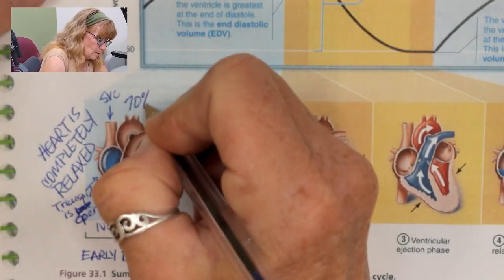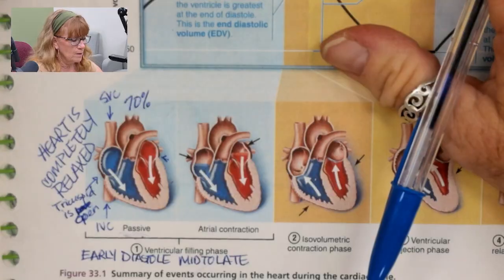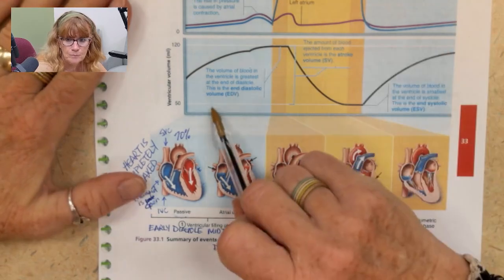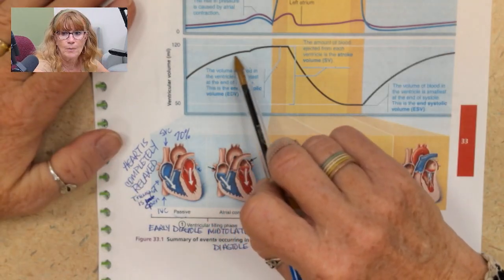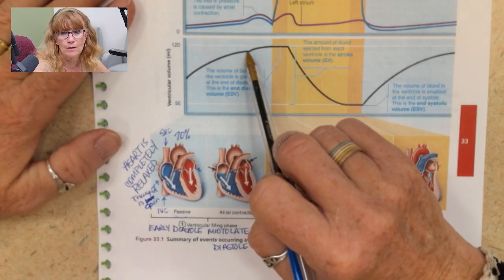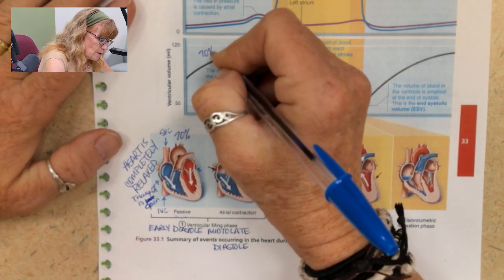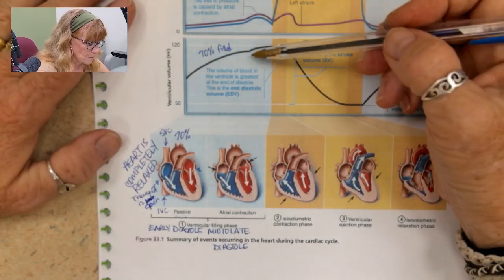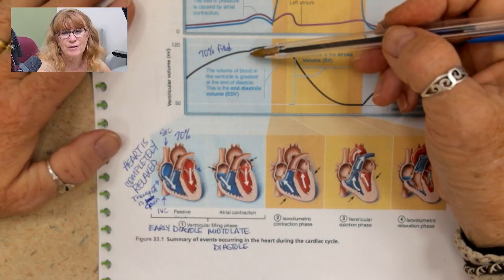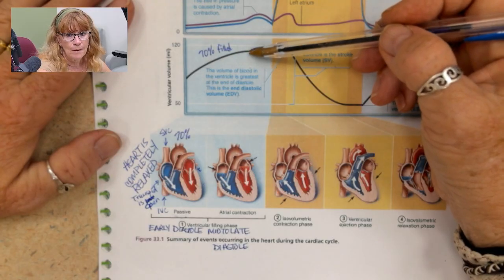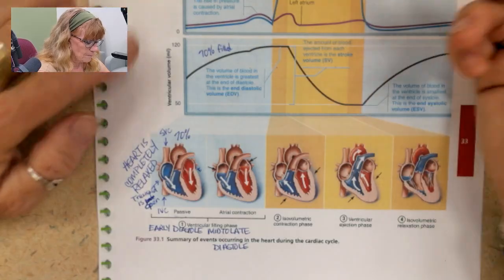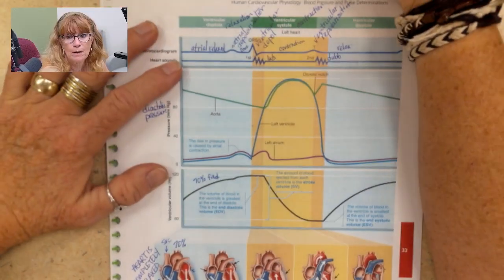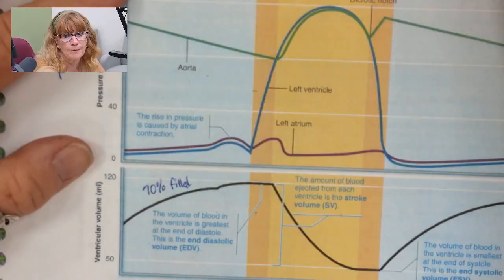So if we back this out and look at our ventricular filling, we have filled up to this little pause right here. So this is going to be 70% filled. We're going to have about 100 mils or 110 mils, maybe 100 mils. We're going to fill to this point.